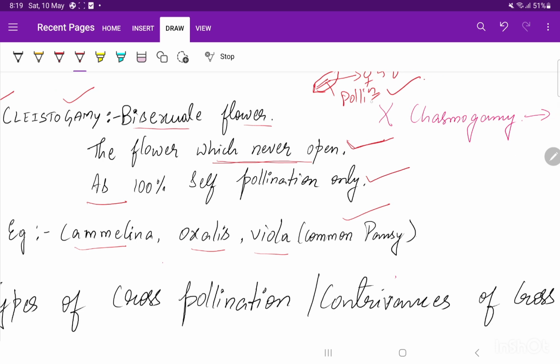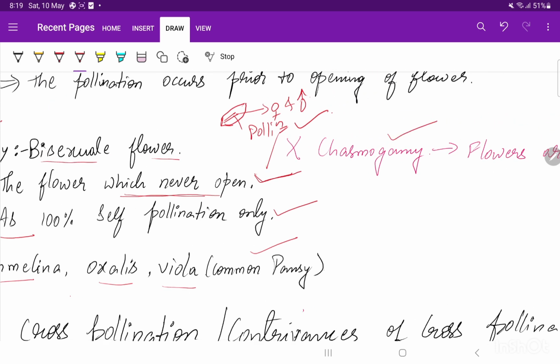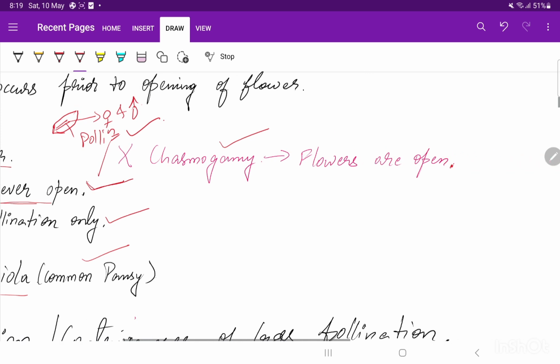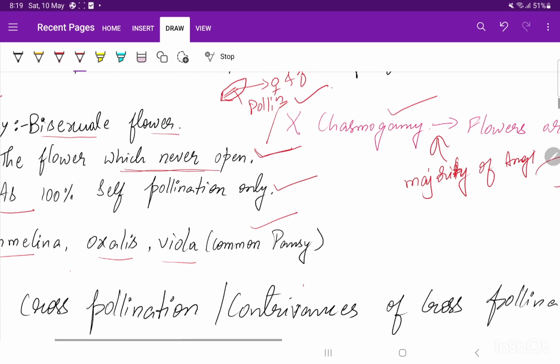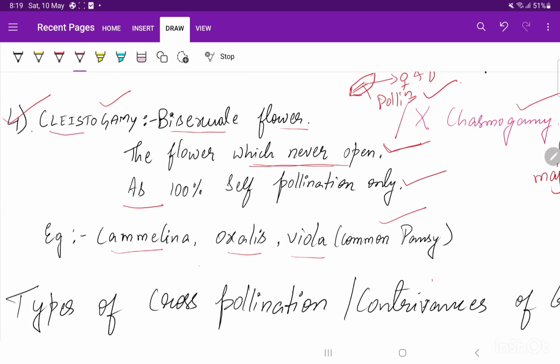Opposite to cleistogamy, there are chasmogamous flowers, where flowers are always open. The majority of angiosperms are chasmogamous flowers, but some of them have cleistogamous flowers. I hope it's clear.